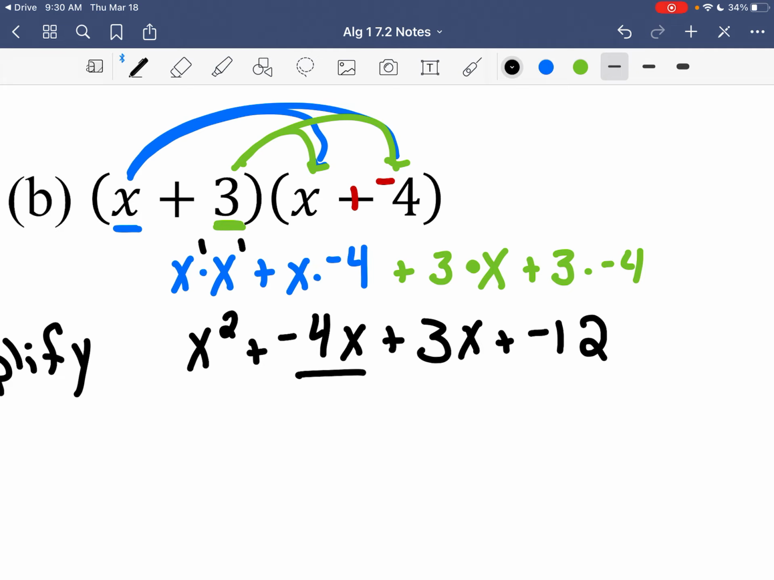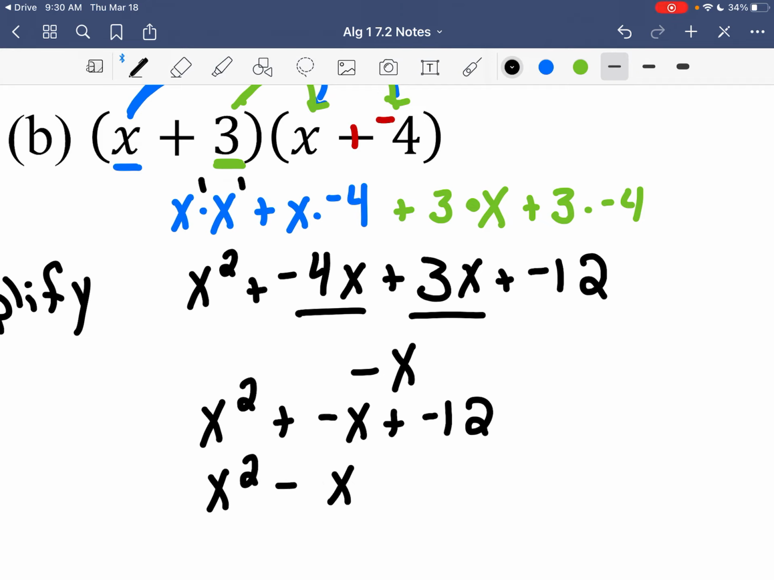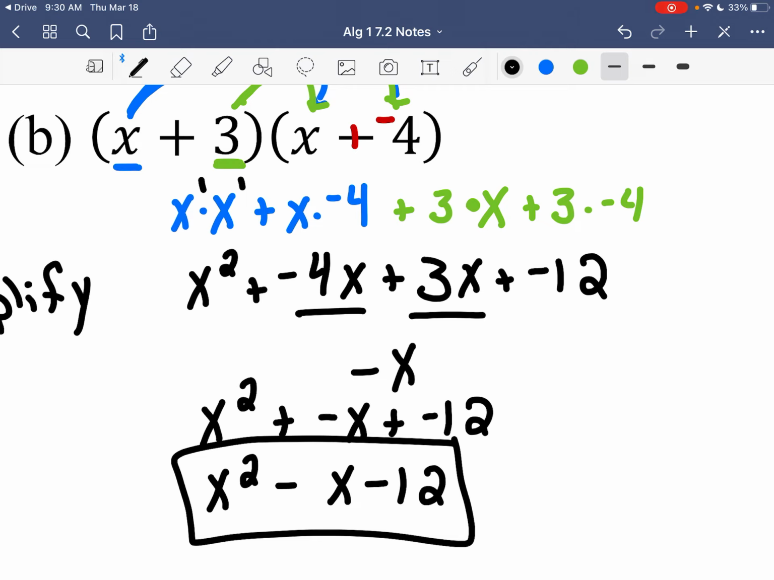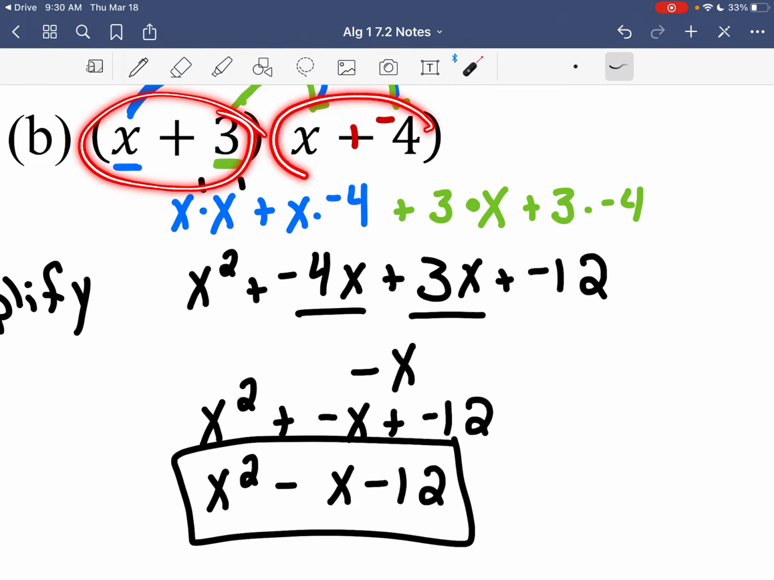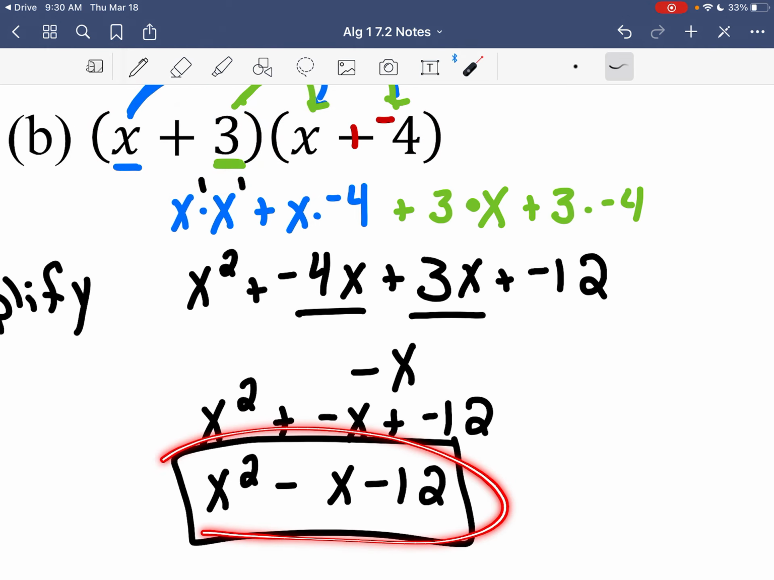Again, we have like terms, negative 4x and 3x, that's negative x. So I have x squared plus a negative x plus a negative 12, but we don't like those plus and negatives, so x squared minus x minus 12. There is my trinomial. Again, I multiplied a binomial times a binomial and got a trinomial.